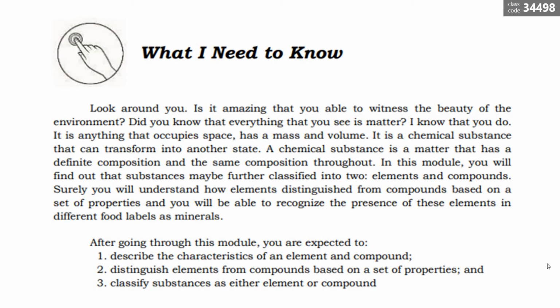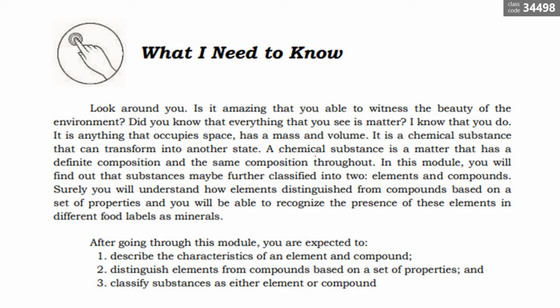What I need to know. Look around you. It is amazing that you're able to witness the beauty of the environment. Did you know that everything that you see is matter? I know that you do. It is anything that occupies space, has a mass and volume. It is a chemical substance that can transform into one state. A chemical substance is a matter that has a definite composition and the same composition throughout.